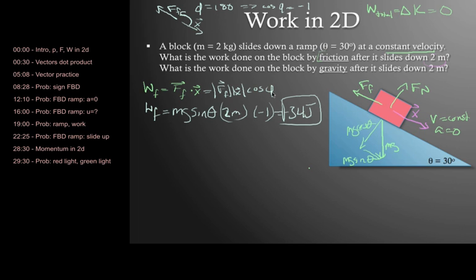So the thing to be careful about is what this angle is and this angle. Don't mix these two guys up because they're really different. This is the angle of the ramp, and this is the angle between these two vectors.